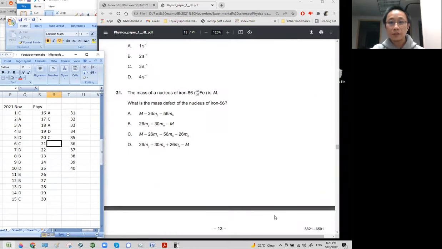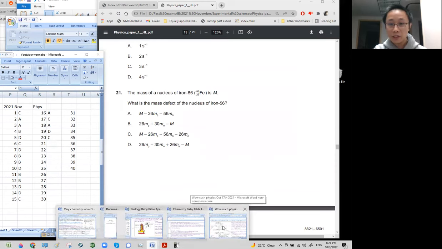Question 21, the mass of a nucleus is that, and what is the mass defect of iron 56? So the mass defect has to do with the sum of the masses of the individual protons and neutrons minus the observed mass, because the observed mass is always smaller than the sum of the individual masses, as the mass loss results in binding energy released. The answer to this question should be B, because the question says that it's the mass of the nucleus, which means that we should not include the electrons.